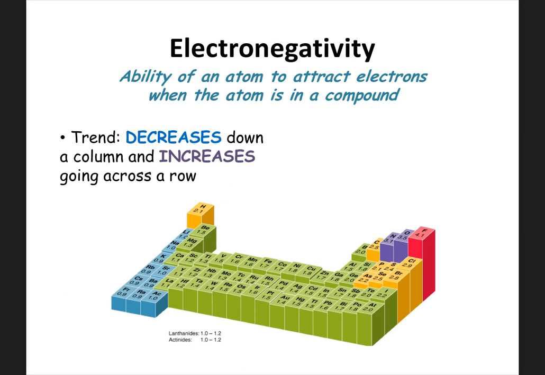And I really like this picture because it does show you this, especially over here in the nonmetals. As you go down, you can see the general trend is it decreases. And as you go across, you can see it gets much greater. And if you look over here, fluorine is off the charts in terms of electronegativity. Typically, fluorine is the most electronegative element on the planet.